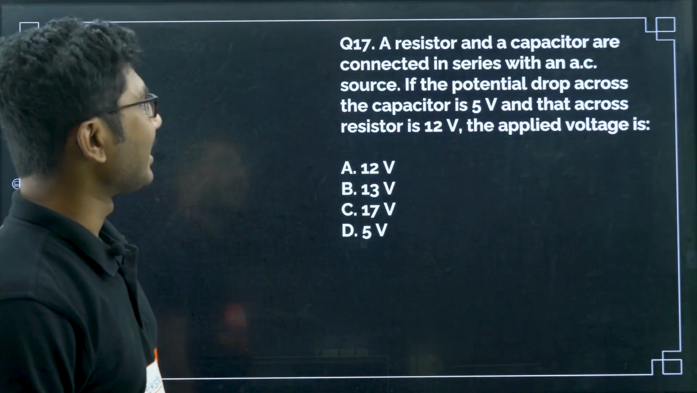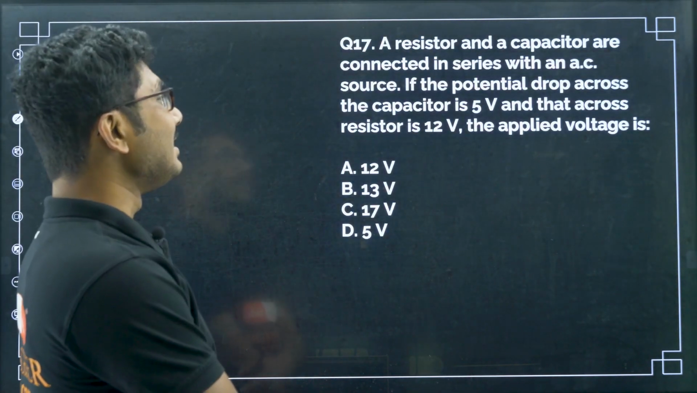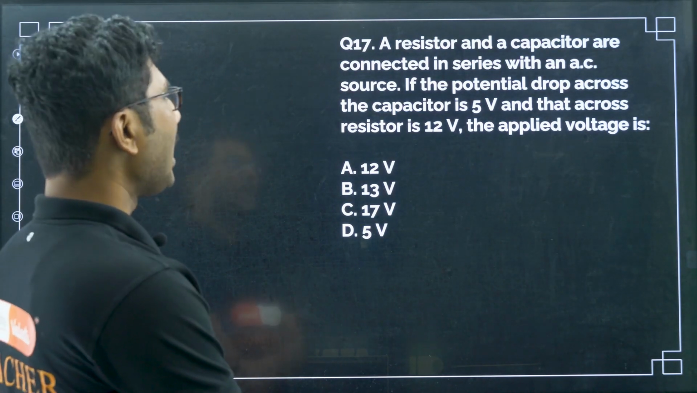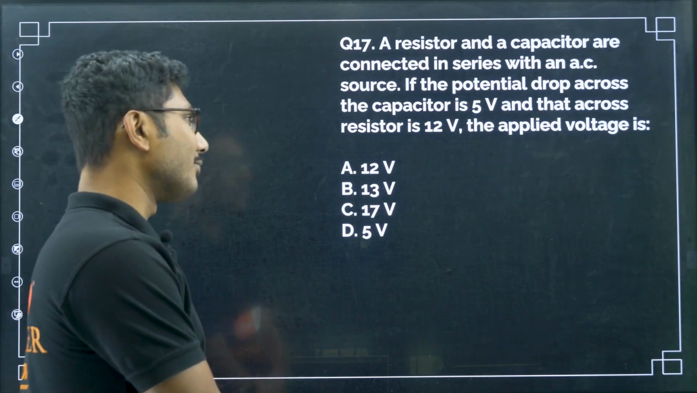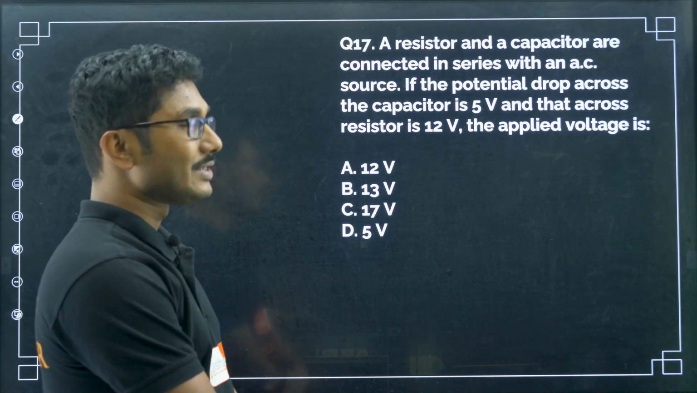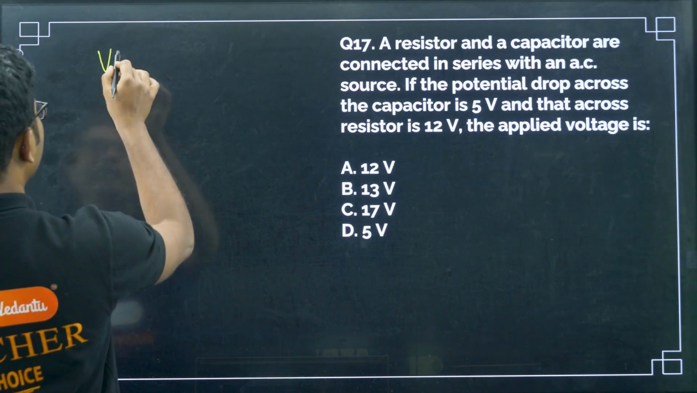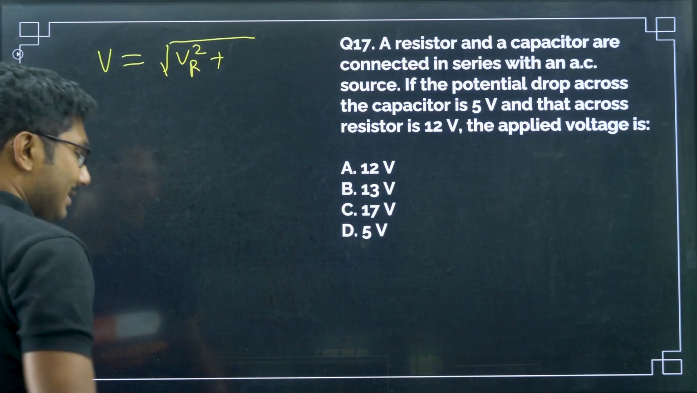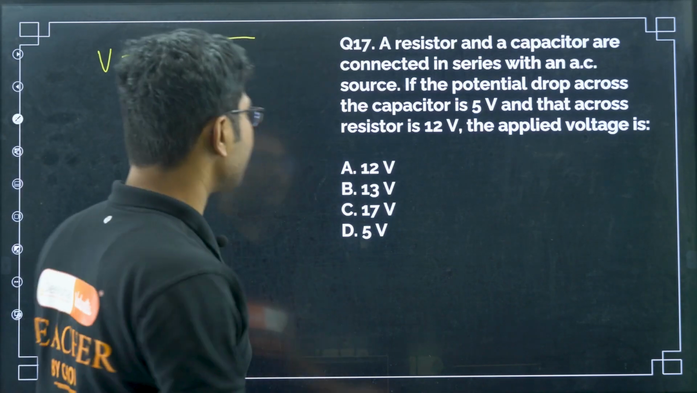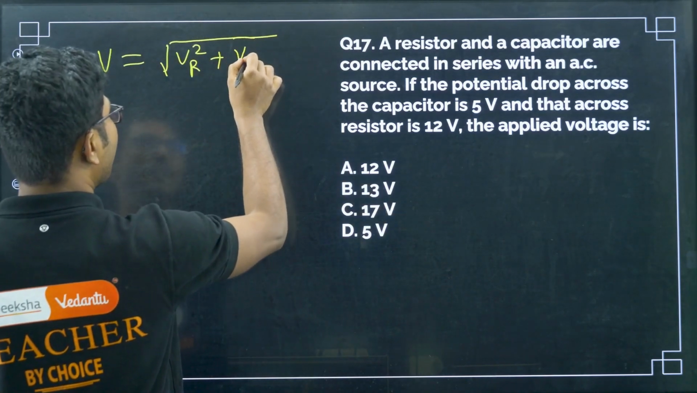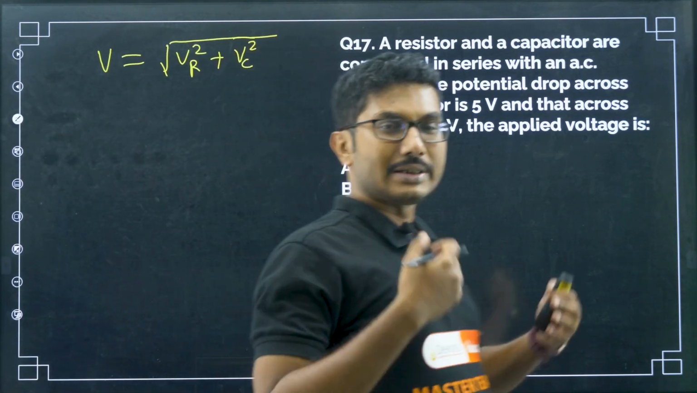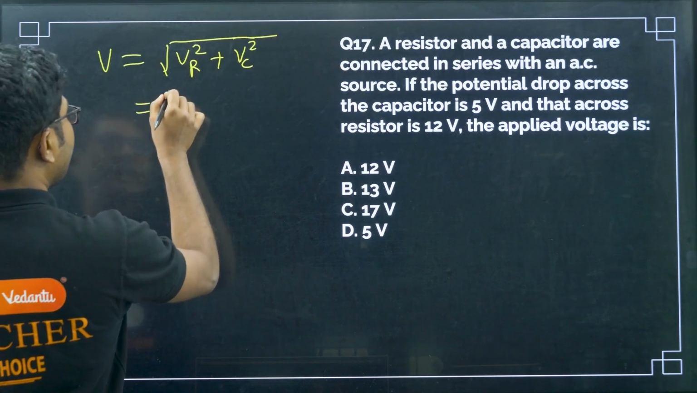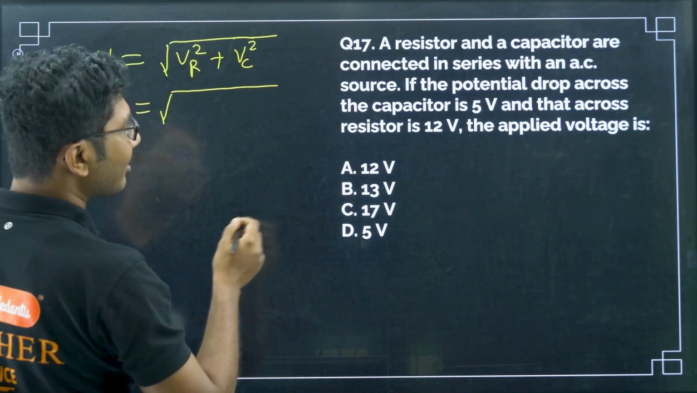Next question: a resistor and a capacitor are connected in series with an AC source. If the potential drop across the capacitor is 5 volt and that across the resistor is 12 volt, the applied voltage is. Now, this is an interesting question. Again we know that V is equal to the square root of VR square plus VL minus VC whole square. Now, VL is 0 here, so the only thing left is VC. Again, do not simply add or subtract them, that is not correct. They have magnitude, they have some value, so you just cannot simply do that.